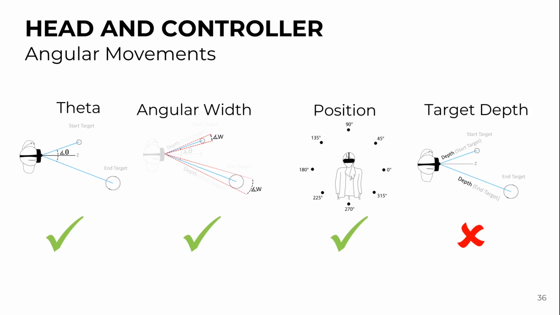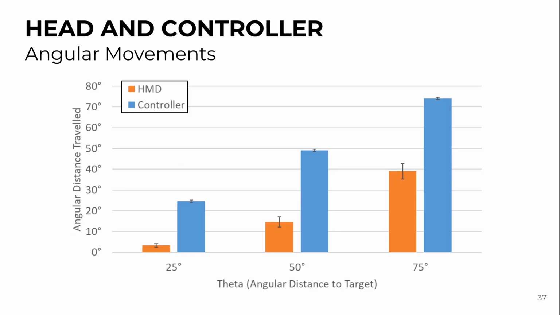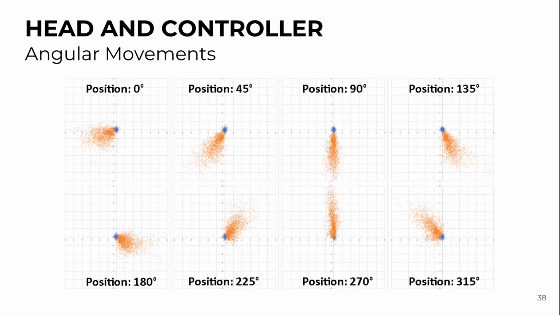Depth did not have a significant effect on the angular movement of either the headset or controller, but we did see the head only moved a fraction of the angle that the controller moved. This makes sense as the ray from the controller needs to be on the target when selecting it, where the head only needs to turn far enough for the target to be in the user's field of view. This is nicely displayed in these scatter plots, which show where the controller was pointed in blue and where the head was pointed in orange in relationship to the target when the target was selected.